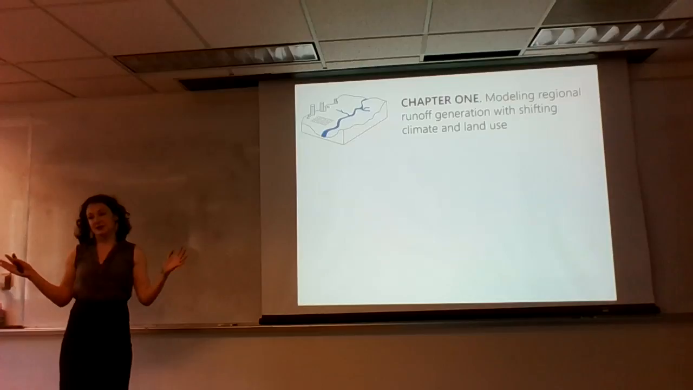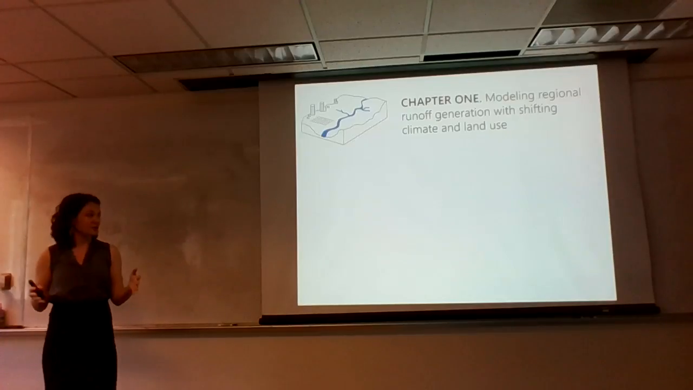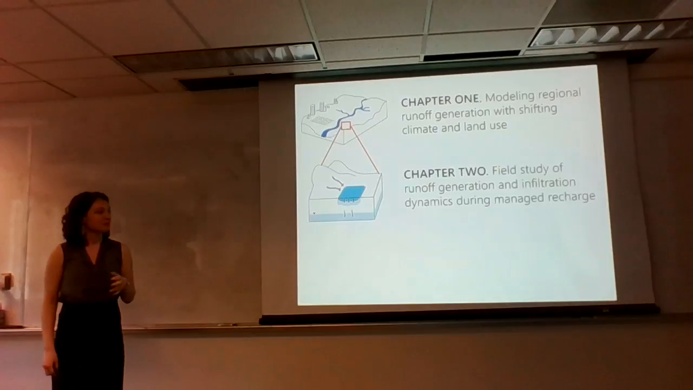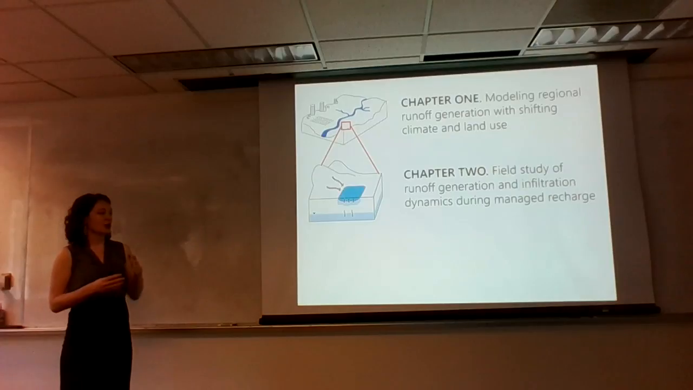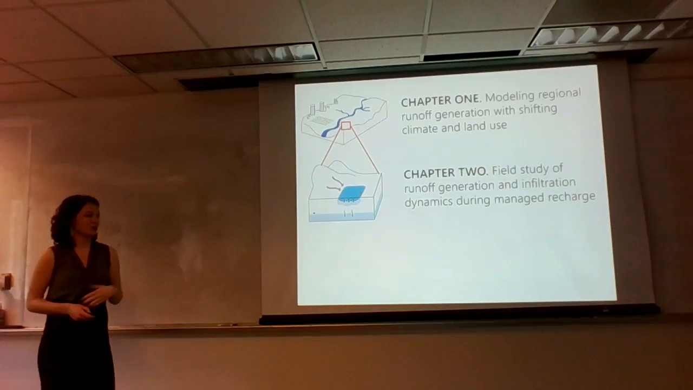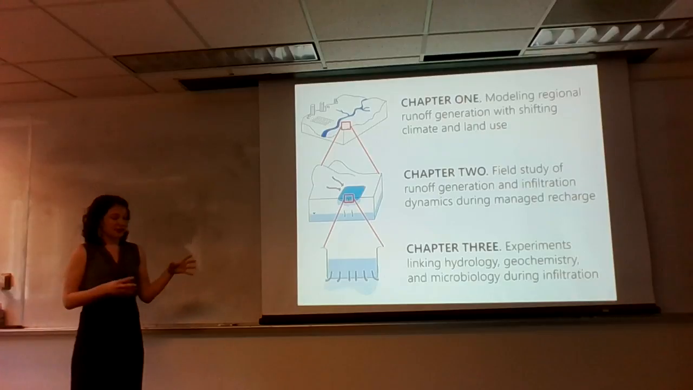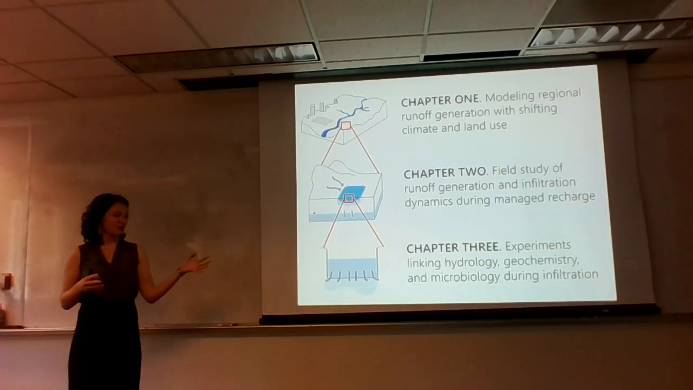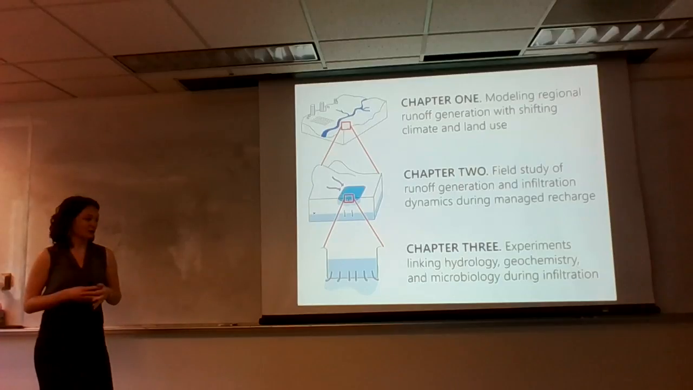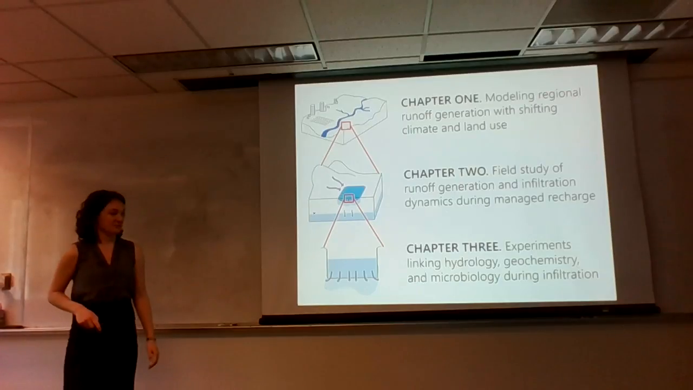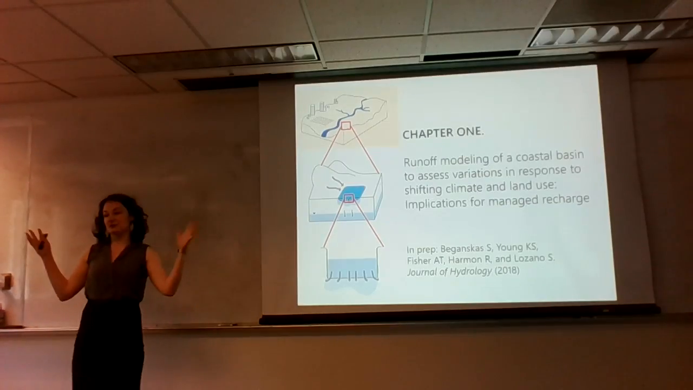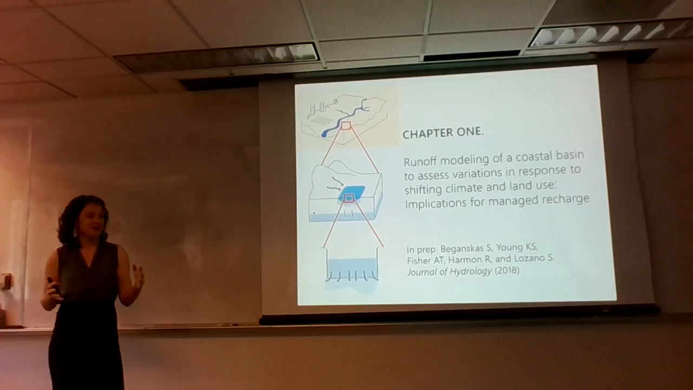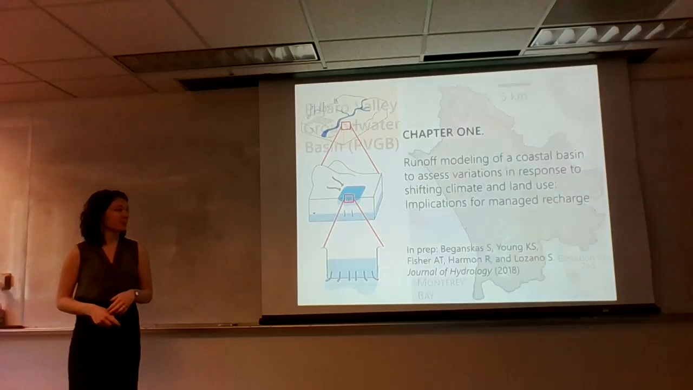First is a regional modeling study looking at the impact of changing climate and land use on regional hydrology. For my second chapter, I'll zoom in to a single DSC-MAR field site and look at runoff generation and infiltration dynamics during managed recharge. And finally, I'll present smaller scale field experiments that link hydrology, geochemistry, and microbiology during infiltration. And this is where the water quality aspect of my work will come in. So jumping right into chapter 1. Again, this is a regional computer model looking at the impact of shifting climate and land use on runoff generation and what that means for recharge.